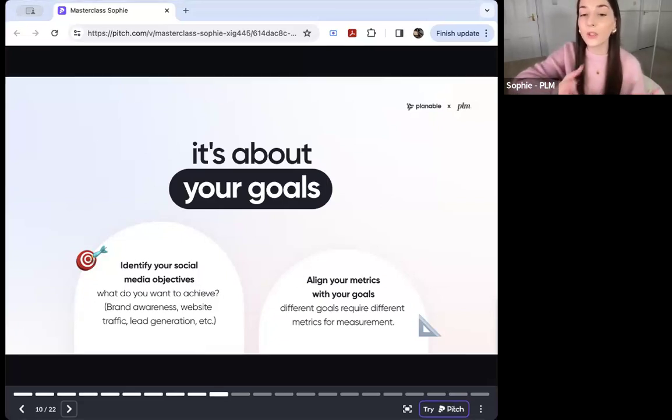And for me, it's a kind of two-step process. And I'm going to walk you through this slide. And then I wanted to show you kind of tangibly what that looks like for me as a social marketer in my process. So step number one when it comes to your goals is identifying what they are. What is it that you want to achieve?